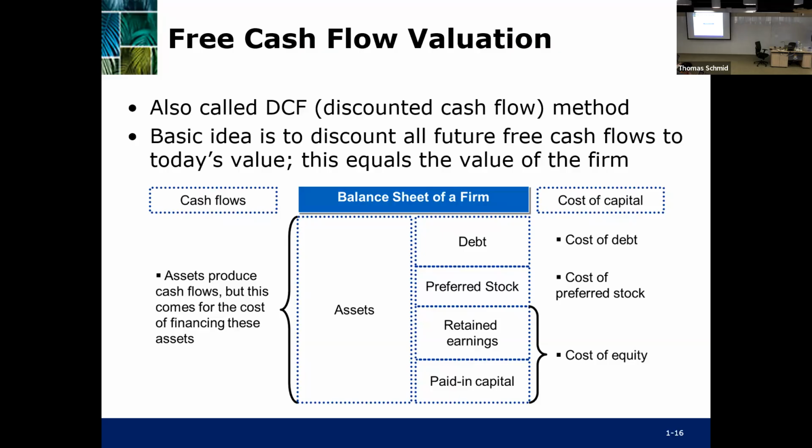But the trend goes in the same direction. So even in Europe and in Asia, you see some decline in the share of firms that use dividends. This brings us to the next model, the free cash flow valuation.